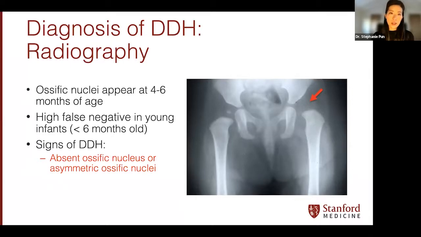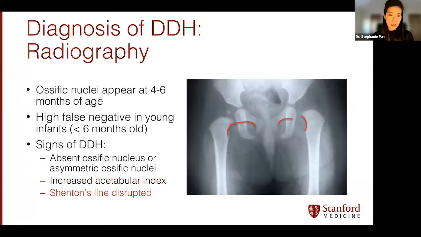And the signs of DDH on an x-ray include an absent ossific nucleus, where in this picture, you can see there's an ossific nucleus on the right side, this little dot, whereas on the left side, you see no dot, no ossific nucleus. Or you can see some asymmetry in the ossific nuclei side to side. So one looks a lot bigger than the other side. You may see an increased acetabular index, which is an angle that quantifies the slope of the roof of the acetabulum.